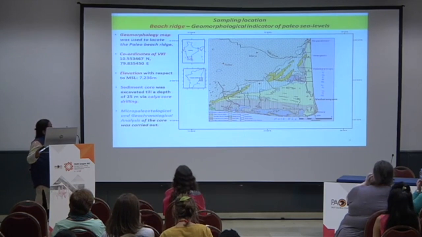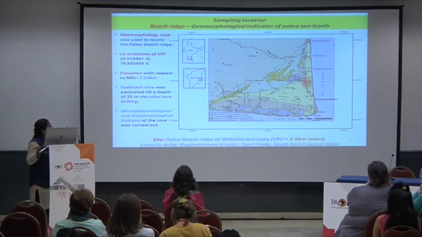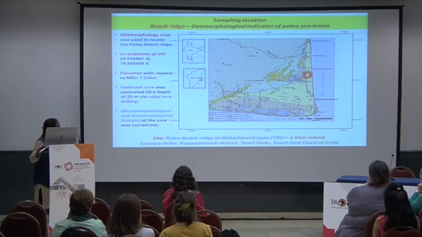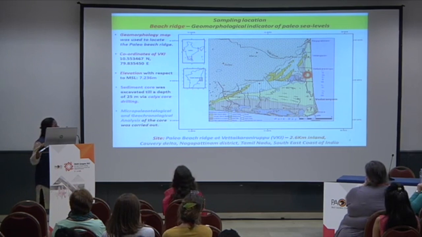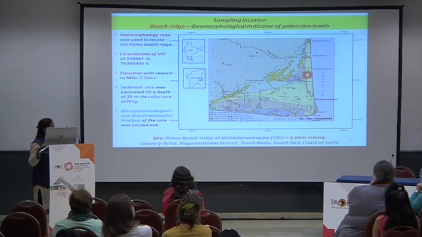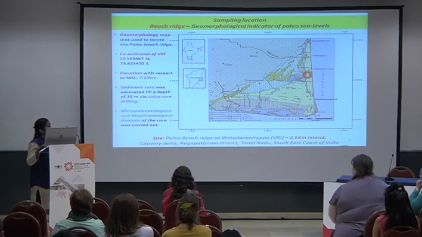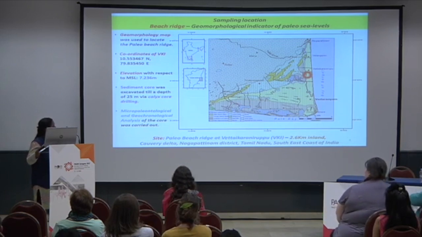So the sampling location we chose was a beach ridge, since beach ridges are geomorphological indicators of paleo sea levels. Using a geomorphology map, we located a paleo beach ridge at Veitekaran Iruppu, which we named VKI, situated 2.6 kilometers inland from the present shore and located on the Kaveri Delta, Nagapattinam district, Tamil Nadu, southeast coast of India. The elevation of the beach ridge with respect to mean sea level was 7.2 meters, and a sediment core of 25 meter depth was excavated through calyx core drilling. Micropaleontological and geochronological analyses were also carried out.